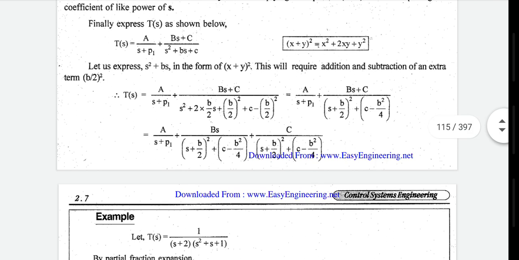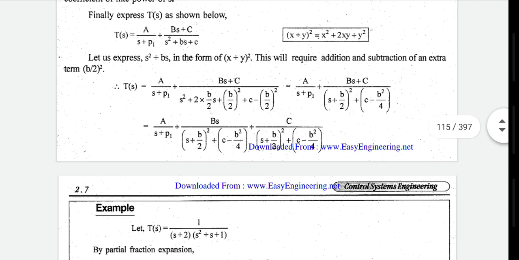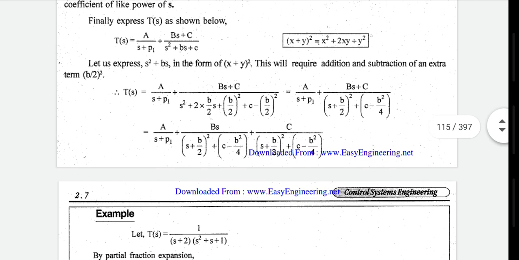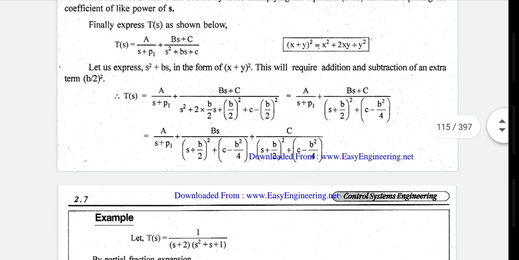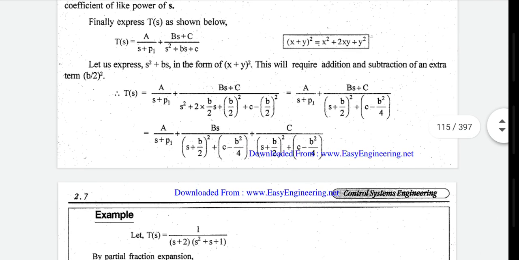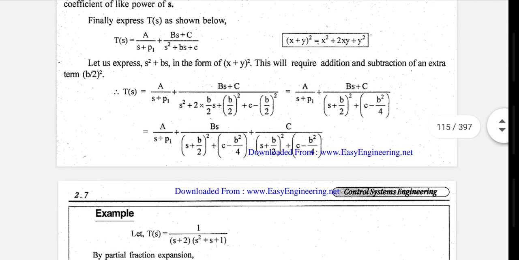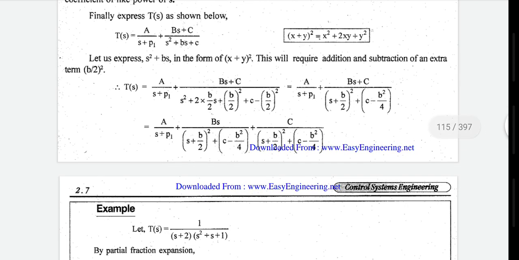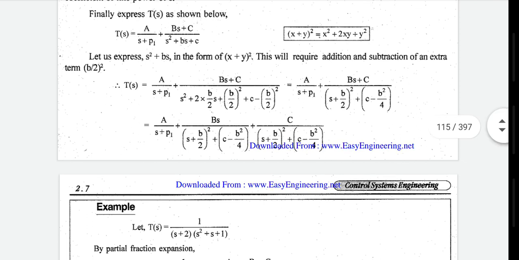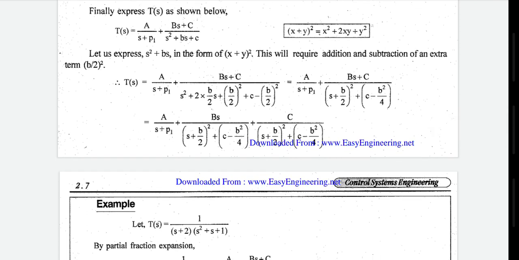సో డైరెక్ట్గా మనము రెసిడ్యూస్ని క్యాలిక్యులేట్ చేయలేం కాబట్టి ఏం చేస్తున్నామా, ఎస్ స్క్వేర్ ప్లస్ బిఎస్, దట్ ఎస్ స్క్వేర్ ప్లస్ బిఎస్ ఈజ్ రైటింగ్ ఇన్ ద ఫార్మ్ ఆఫ్ ఎక్స్ ప్లస్ వై హోల్ స్క్వేర్. ఎక్స్ ప్లస్ వై హోల్ స్క్వేర్ రావాలి అంటే ఏం చేస్తున్నాం, సో యు ఆర్ యాడింగ్ అండ్ సబ్ట్రాక్టింగ్ ద టర్మ్స్ of b by 2 whole square.